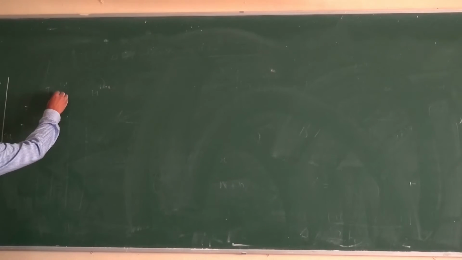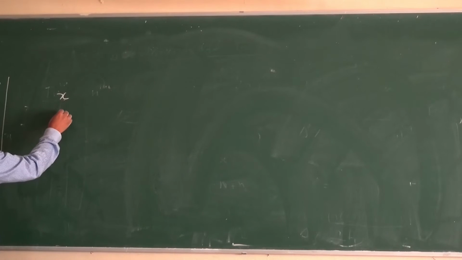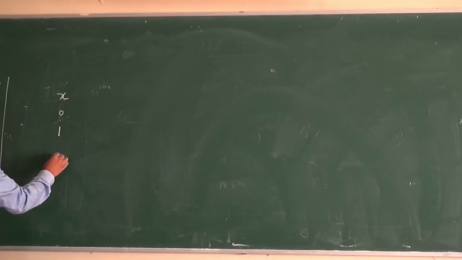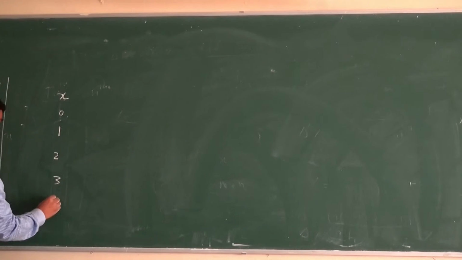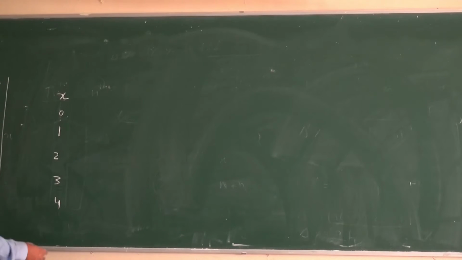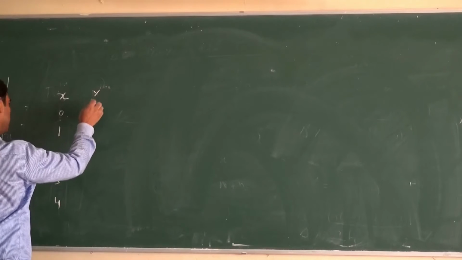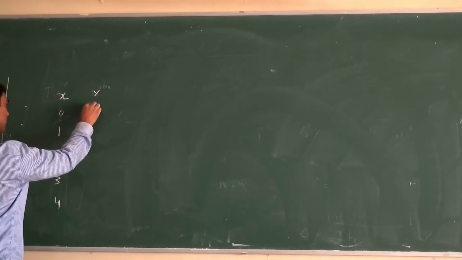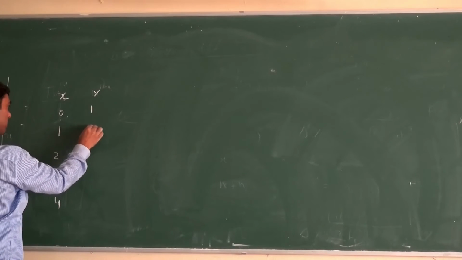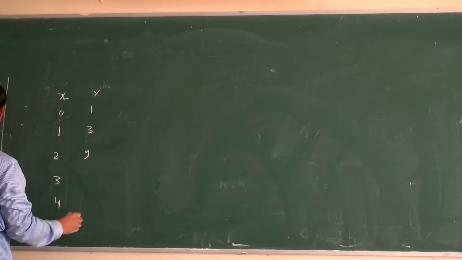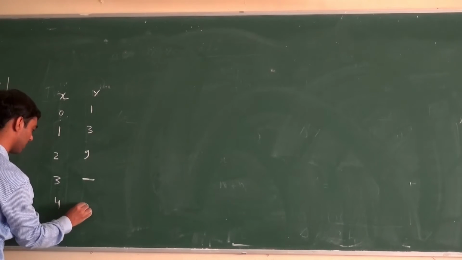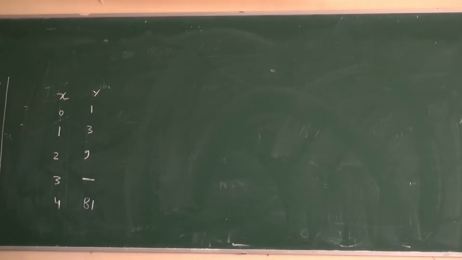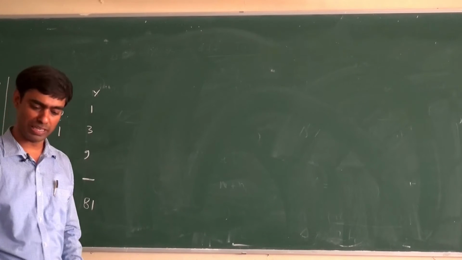Suppose x is given as 0, 1, 2, 3 and 4. And y is given as 1, 3, 9, and this one is a missing term, and here this one is 81. Suppose this one is a missing term. Now our aim is to find this missing term.